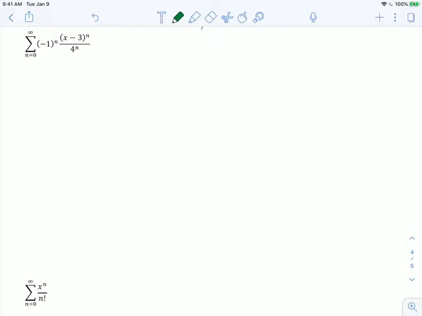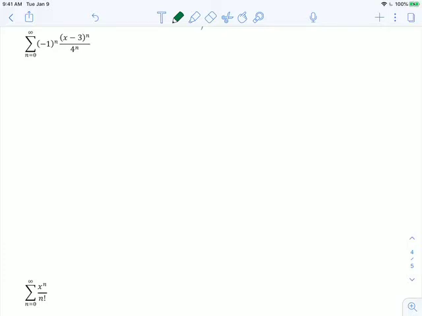Hello, and welcome to our next part of the discussion of material in sections 10.5 and 10.6 in our calculus textbook. I've got two more examples to work for you in this video of finding intervals of convergence for power series. First example: the summation from n equals 0 to infinity of (-1)^n (x - 3)^n over 4^n.